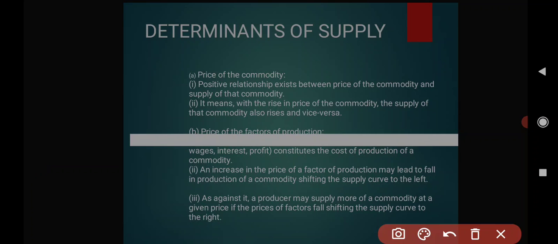Now determinants of supply. Price of the commodity. I told you all there is a positive relationship between price of the commodity and supply of a commodity. If price increases, supply increases; if price decreases, supply decreases.